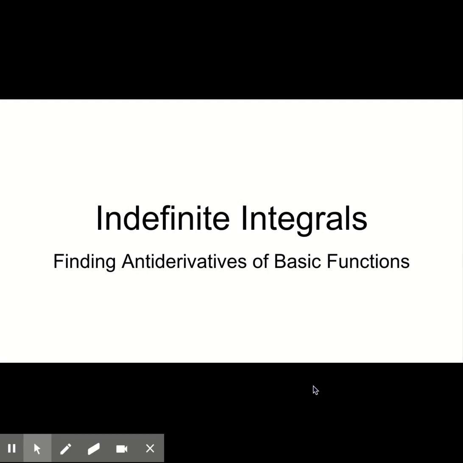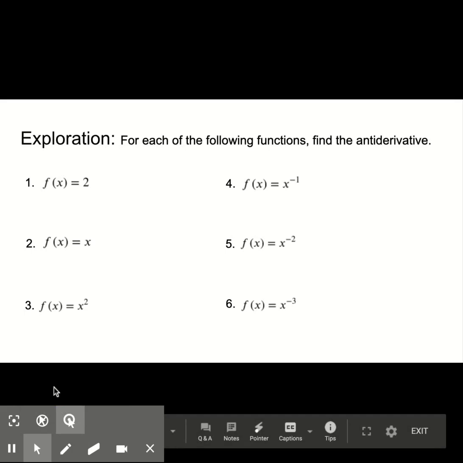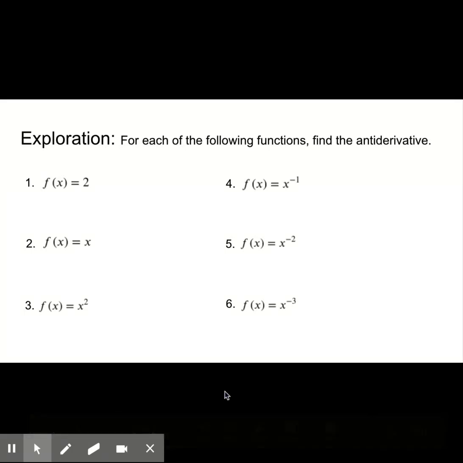This section is called Indefinite Integrals. We will be finding antiderivatives of basic functions. Let's start with our exploration from the discussion board. For each of the following functions, you are asked to find the antiderivative.